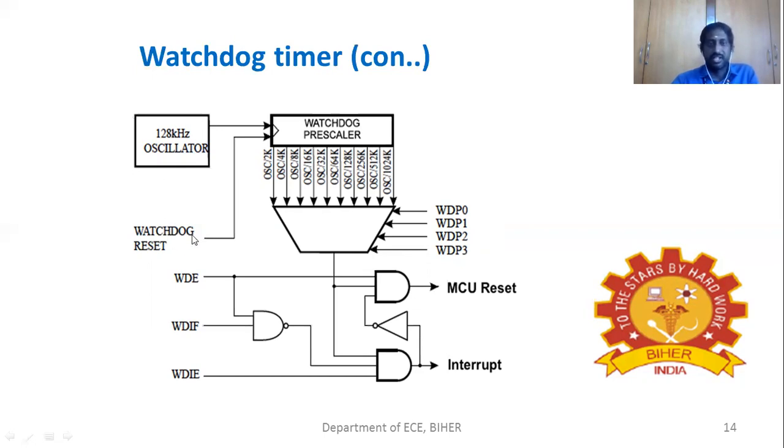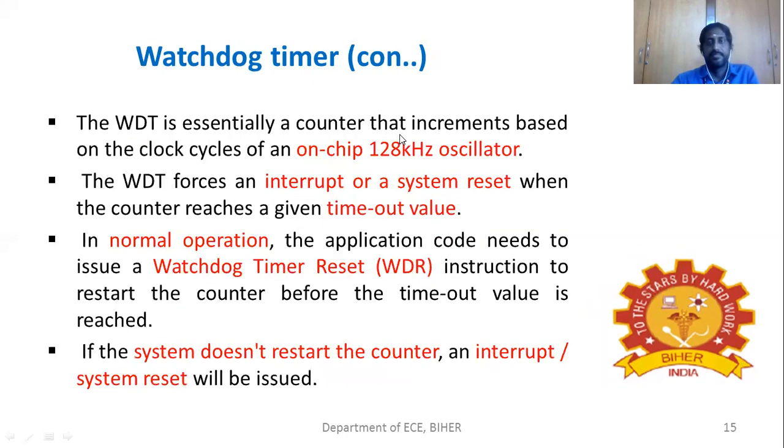So this is a Watchdog reset signal, and then various prescaler signals are there, and then various enable and interrupt enable signals are also there. Moreover, the microcontroller unit reset signal is also there. So the timers and their prescaling process, the signals related to the Watchdog timer, and the interrupt generated and the reset generated are shown in this figure.